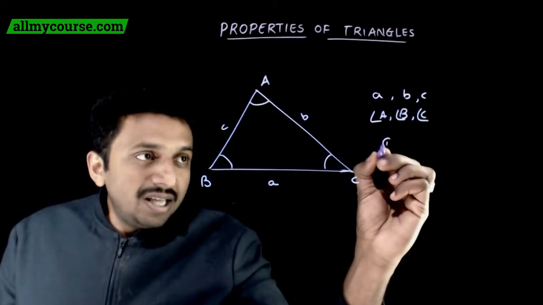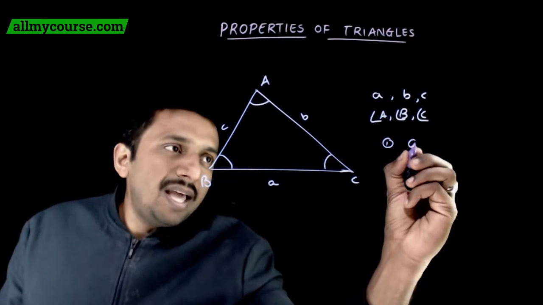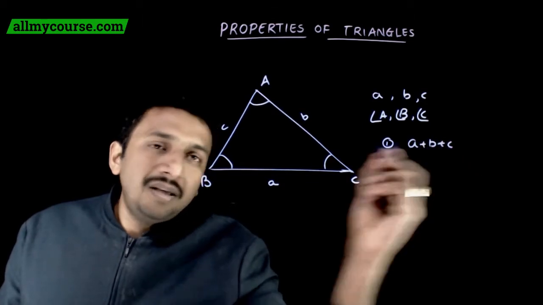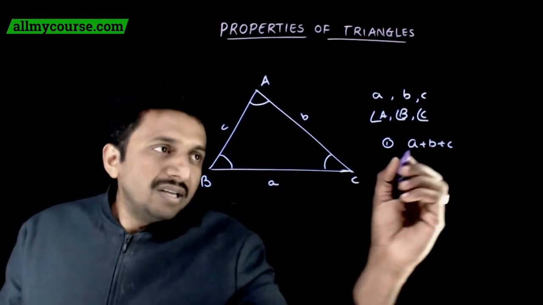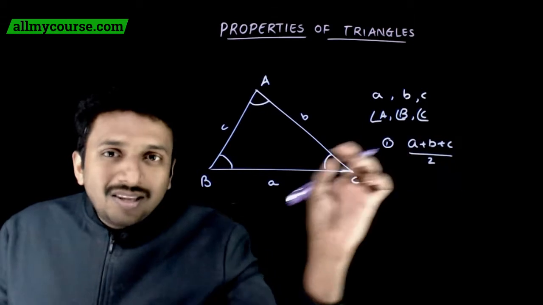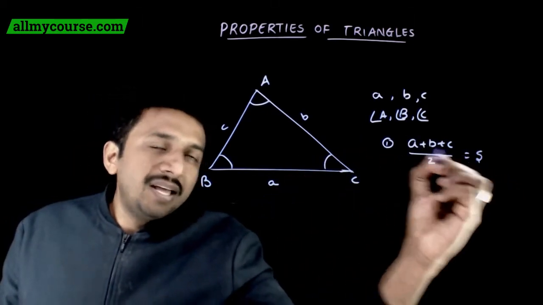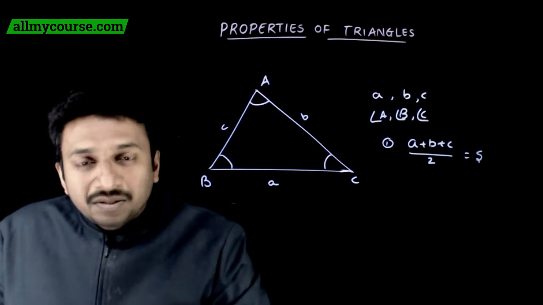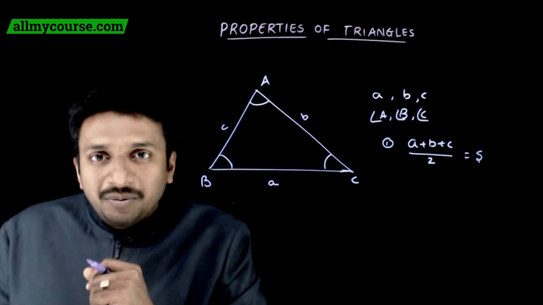The first notation is the notation of semi-perimeter. a plus b plus c, obviously if you add the sides, we know that it represents the perimeter. So (a plus b plus c) by 2 is called the semi-perimeter, that is half of the perimeter, and this is denoted by the letter S. So whenever you see S, you need to understand (a plus b plus c) by 2.